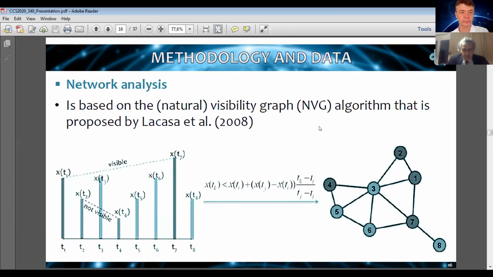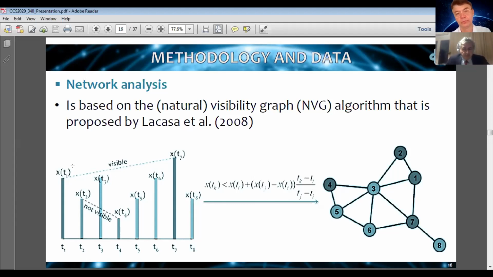The network analysis is based on the natural visibility graph algorithm, which is an algorithm that converts a time series into a graph, a complex network. The criterion that is applied is the visibility criterion, which practically considers the time series as a landscape. It is like an observer standing on the top of a hill, as the example shows, and we develop a connection if no other intermediate point in the time series intersects the visibility line that is produced between a pair of time series points.